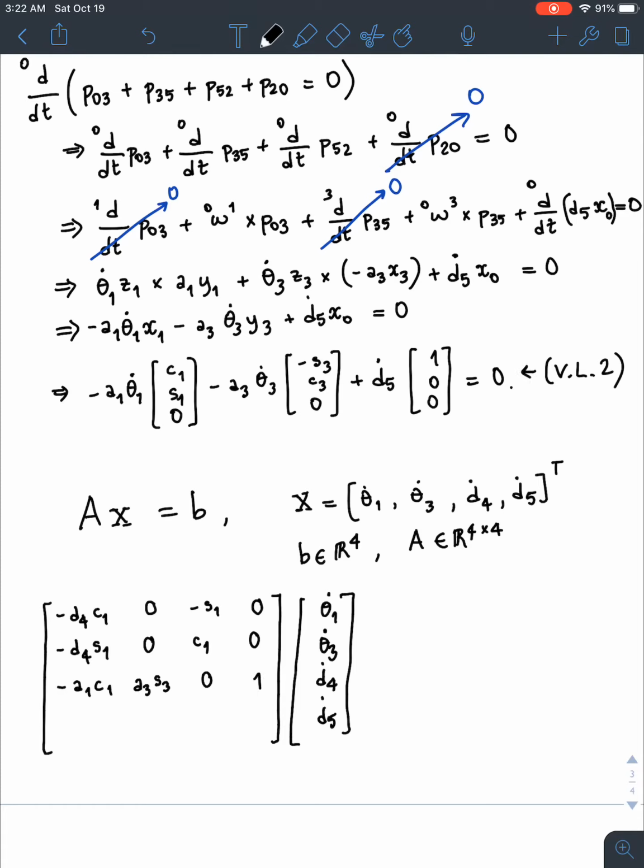In the second row of VL2, looking at those equations now, what multiplies theta 1 dot is minus a1 sine theta 1. What multiplies theta 3 dot is minus a3 cosine of theta 3. What multiplies d4 dot and d5 dot, they're both 0. So a 0 here and a 0 there. Okay, what's my known vector here?